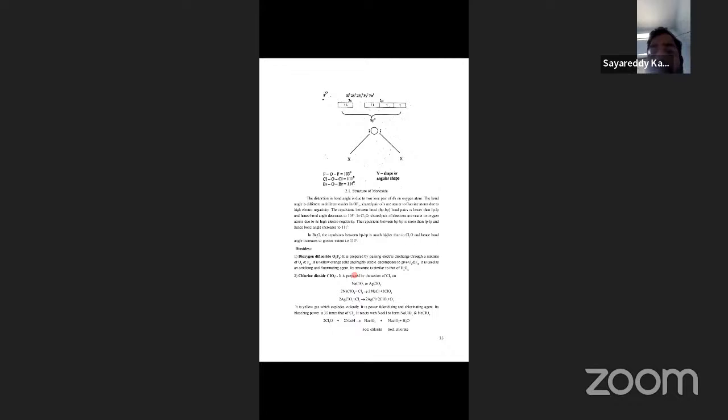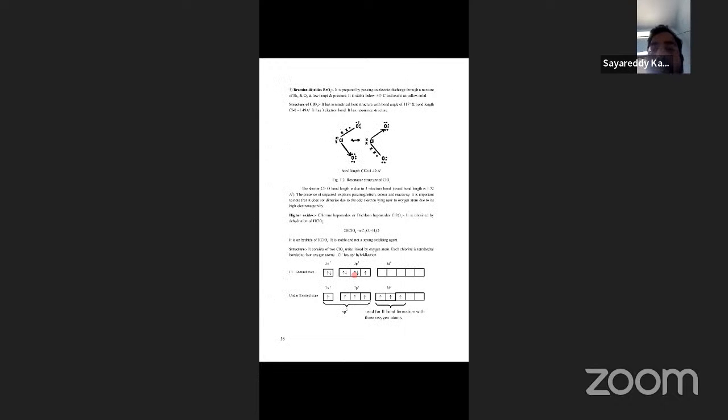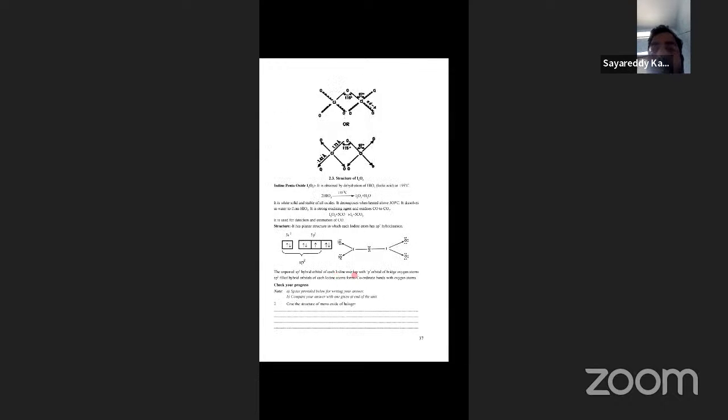It is a strong oxidizing agent and liberates halogens from their salts and acids. So these are the important points on oxygen difluoride. Next, see the structures: O2F2, dioxide, and BrO2. These are the important ones.